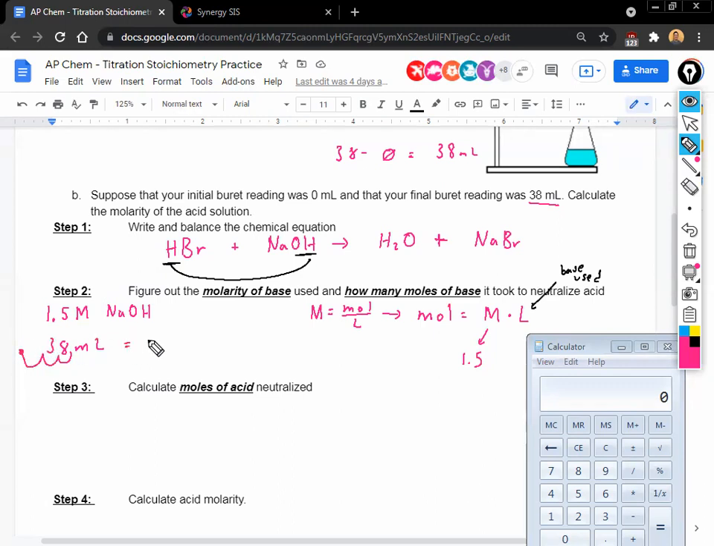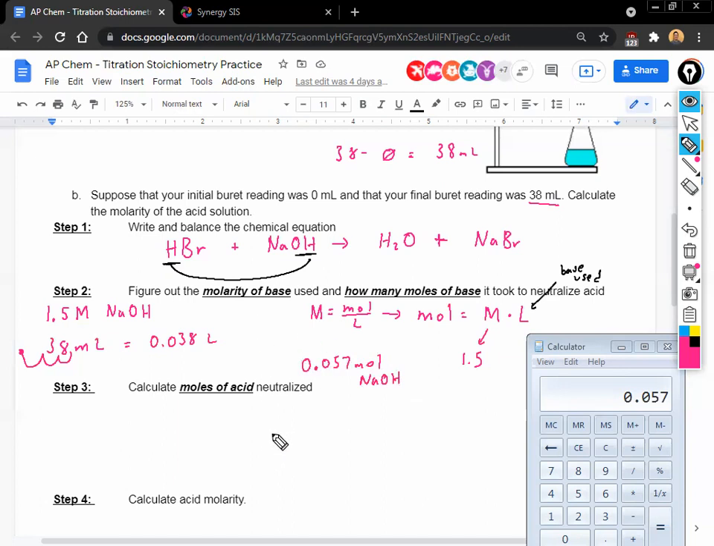And so that's going to equal 0.038 liters. And so all we need to do is go into our calculator and do 1.5 times 0.038, and that'll give you 0.057. So when we dropped in this problem, we added base into the flask on the bottom. We added 38 milliliters of 1.5 molarity NaOH, but that's the same thing as adding 0.057 moles of NaOH. Okay, so this is the answer for part 2, step 2.